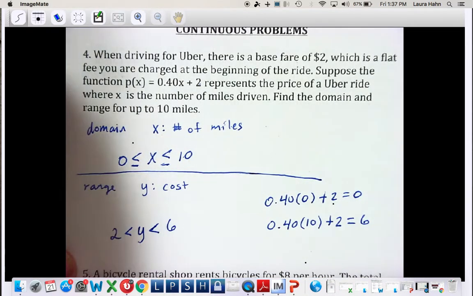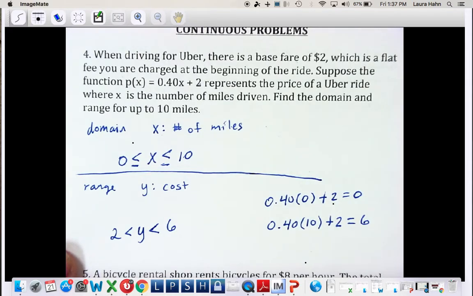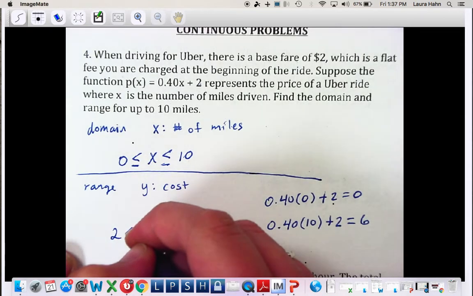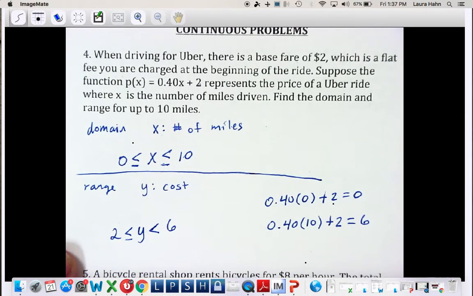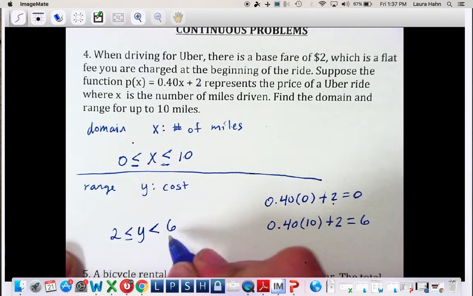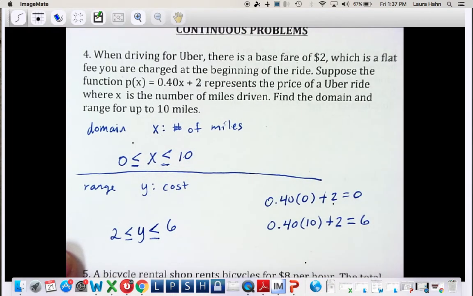So I know the most it's going to cost me is $6. All right, so I know it can cost me anywhere between $2 and $6. Okay, it can be equal to 2, which would be kind of silly, to get in the cab and not go anywhere. But if I drive the full 10 miles, it can equal the 6.